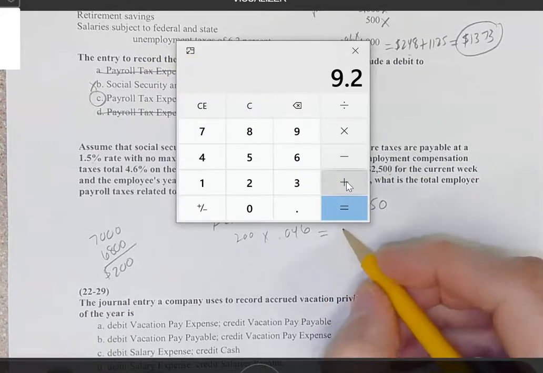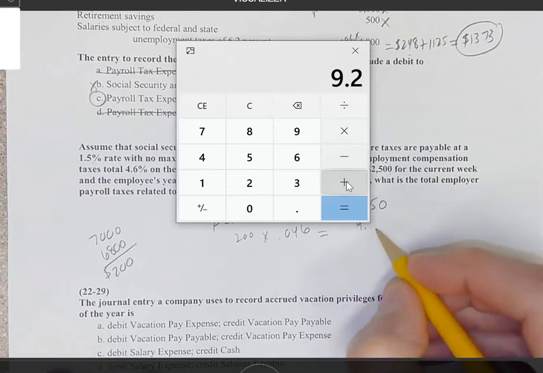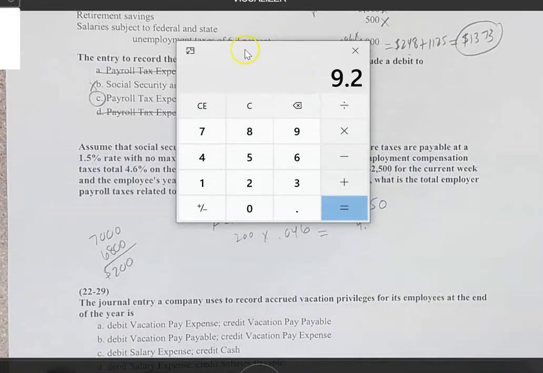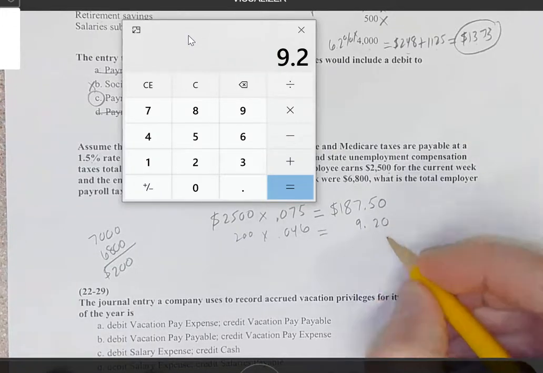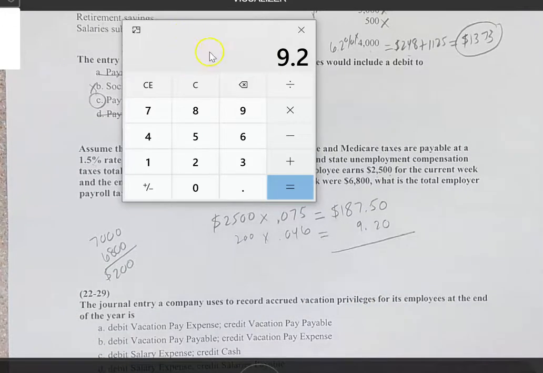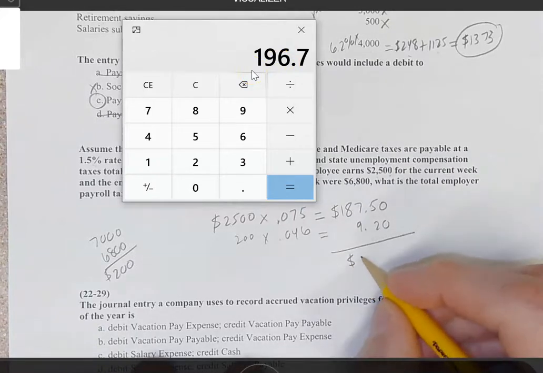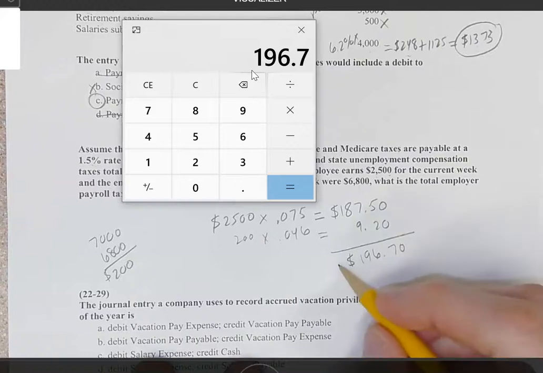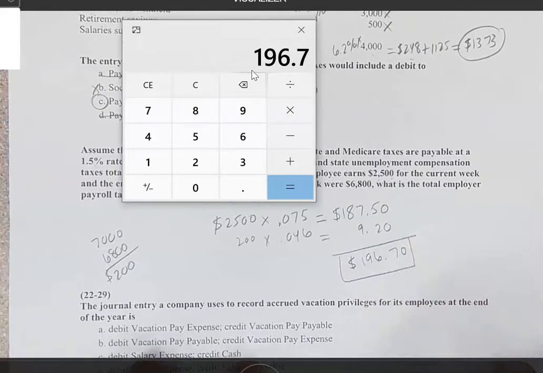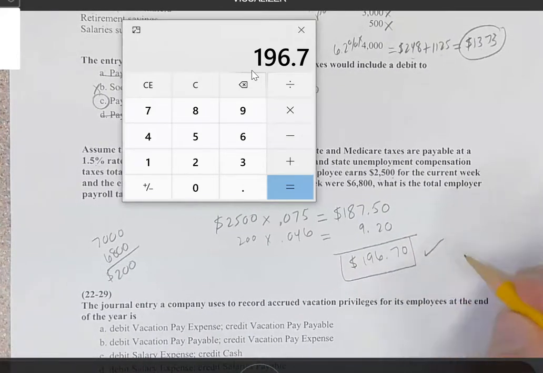So I think you can see this. $9.20. We've got our 9.20 here already. We add back in that 187.50, and we get $196.70. And that is our answer.